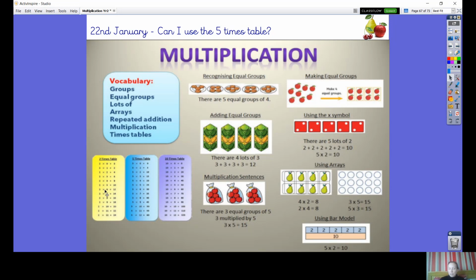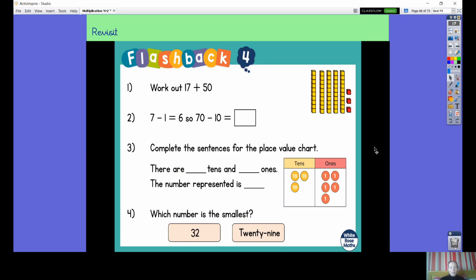We've covered our 2 times table and our 10 times table. Our last one to look at is our 5 times table. So let's warm our maths brains up this morning. Here we go. Here are your first 4 questions.